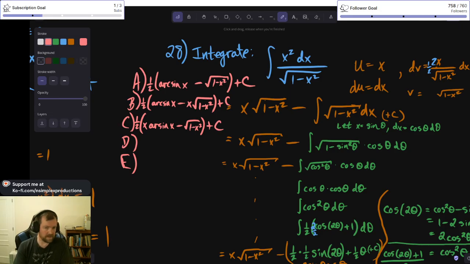D is 1/2 times arcsine of x minus, B was plus. D is minus x root 1 minus x squared plus c. How about the other one? No. Those are all minus as well.